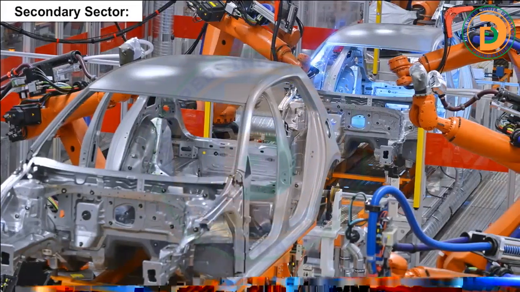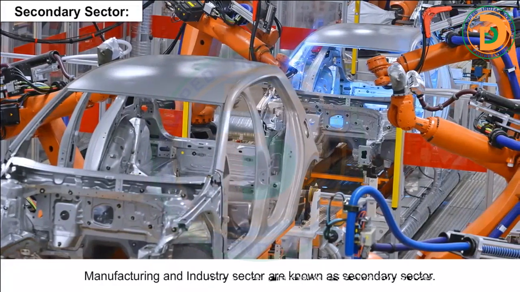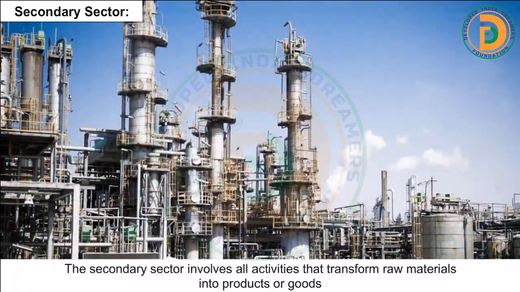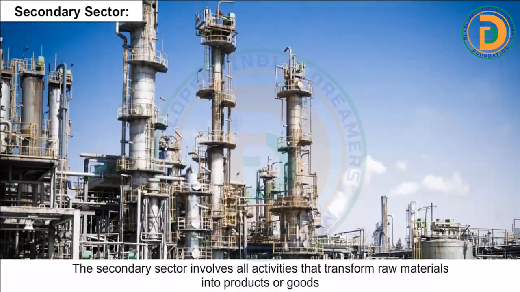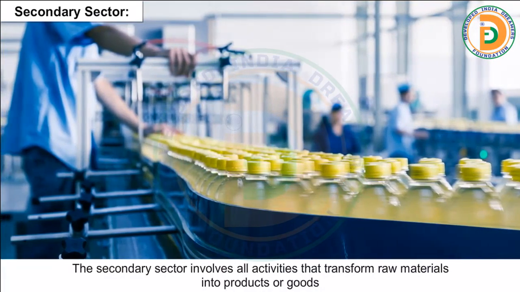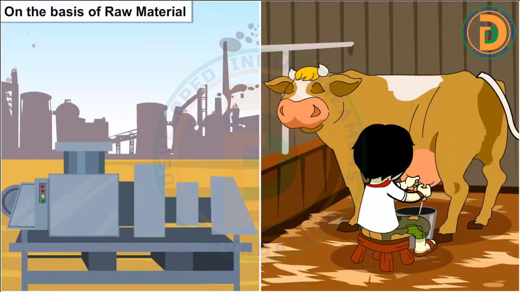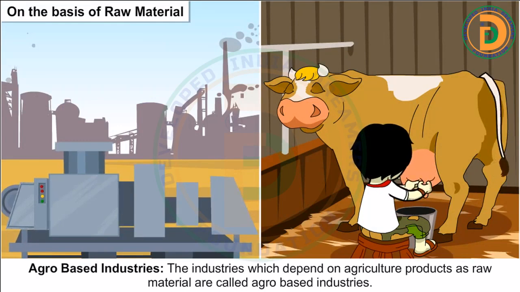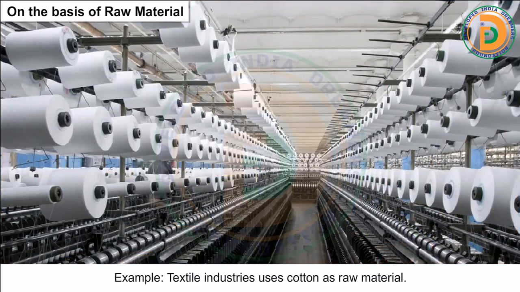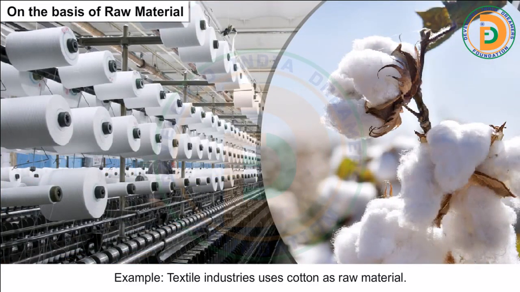Secondary sector. Manufacturing and industry sector are known as secondary sector. The secondary sector involves all activities that transform raw materials into products or goods. On the basis of raw material, agro-based industries, the industries which depend on agriculture products as raw material, are called agro-based industries. Example, textile industries use cotton as raw material.